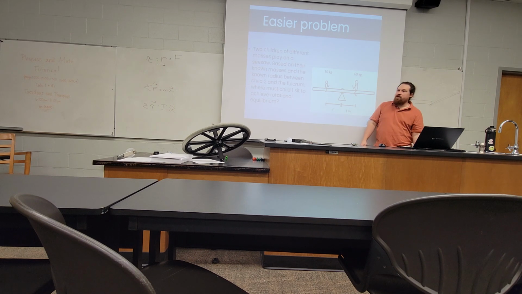So even though the forces, the weights of the two kids, point in the same direction, they're each going to generate opposite torque from one another. And if they want the seesaw to be level, they both have to generate the same amount of opposite torque. And since they weigh different amounts, they're going to need to sit in different positions to make that happen.